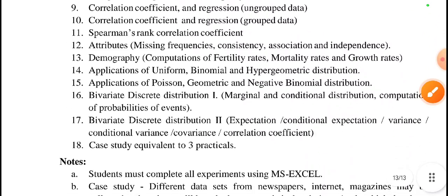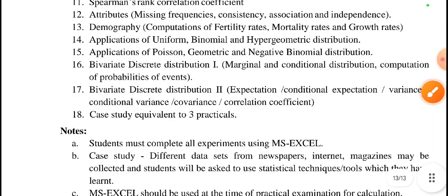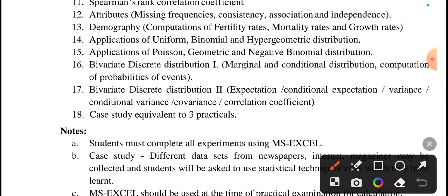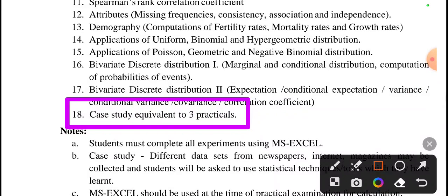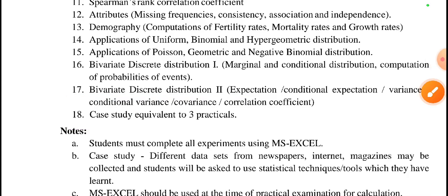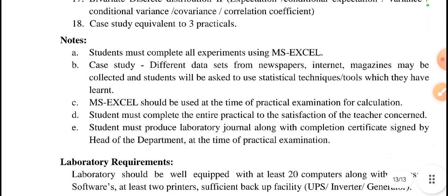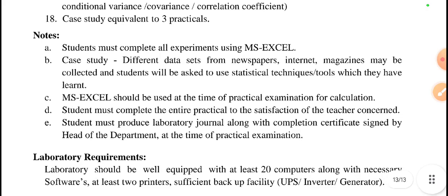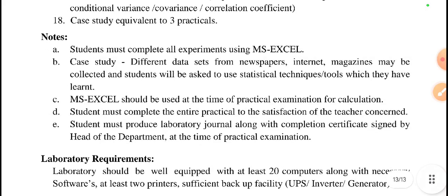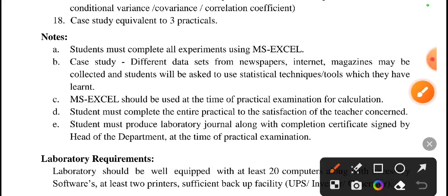Likewise, in all there are 17 practicals, and the last 3 practicals are related with case studies. If you see here, this is 18, 19 and 20. These practicals are related with case study, and this case study is equivalent to 3 practicals. Now I will show you how you have to complete your journal, and at the same time how you have to do all your practicals during this academic year.